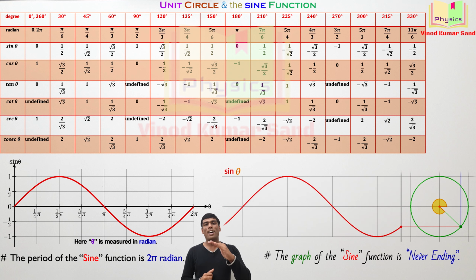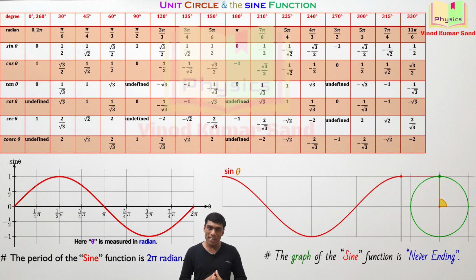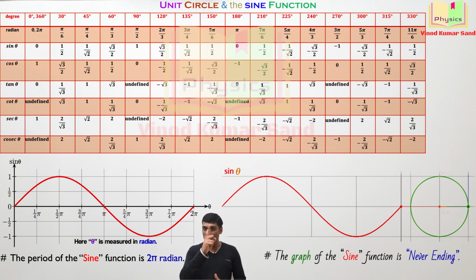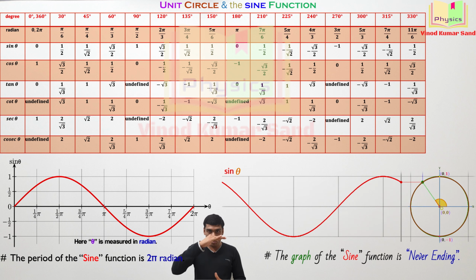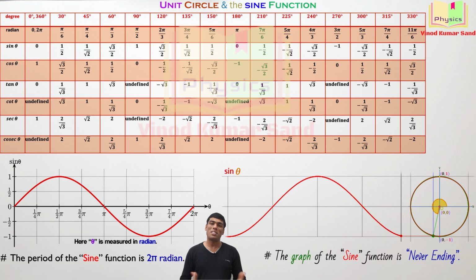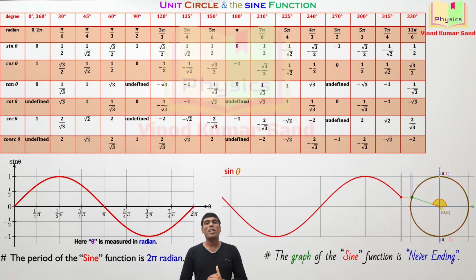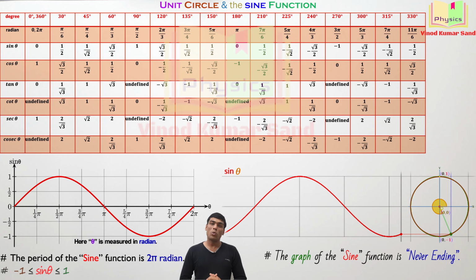Because sine theta was obtained using the y coordinate, and the maximum value of the y coordinate in our unit circle was equal to 1. And the minimum value of the y coordinate in our unit circle was equal to minus 1. So the graph of sine theta is bounded between minus 1 and 1.